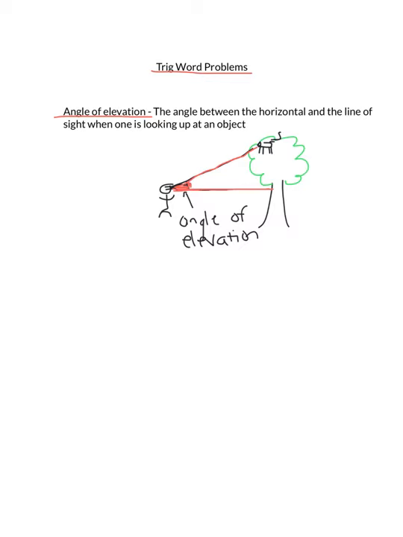You'll see when we're talking about word problems, the angle of elevation doesn't necessarily have to be the angle looking straight from your eyes. It will often be the angle from the ground.